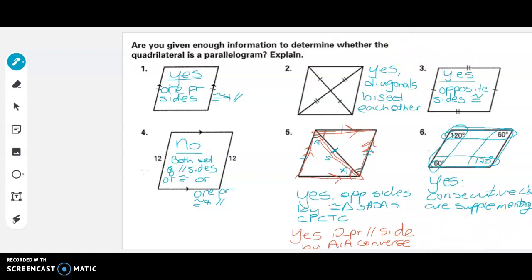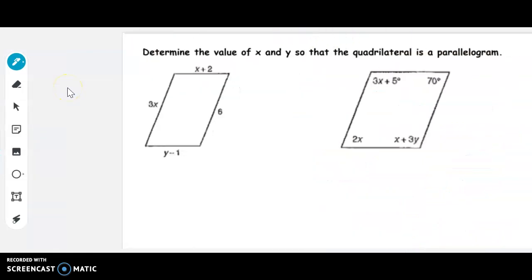Now, throwing some algebra in there. Determine the value of x and y so that the quadrilateral is a parallelogram. Since I'm given the sides on this first one, and I have an x and a y mix, I don't want to do that first. Ooh, here's a single variable. If this is a parallelogram, what would I know about these two sides? They should be equal. They should be congruent.